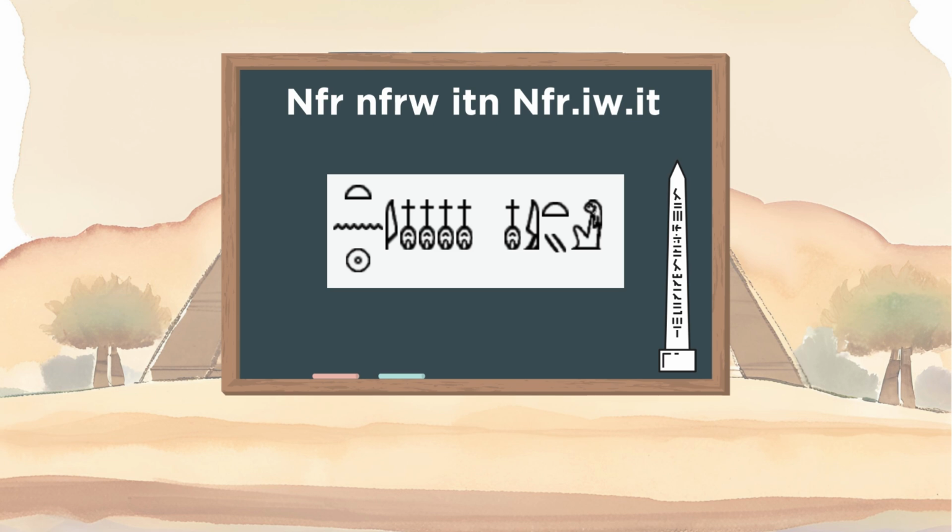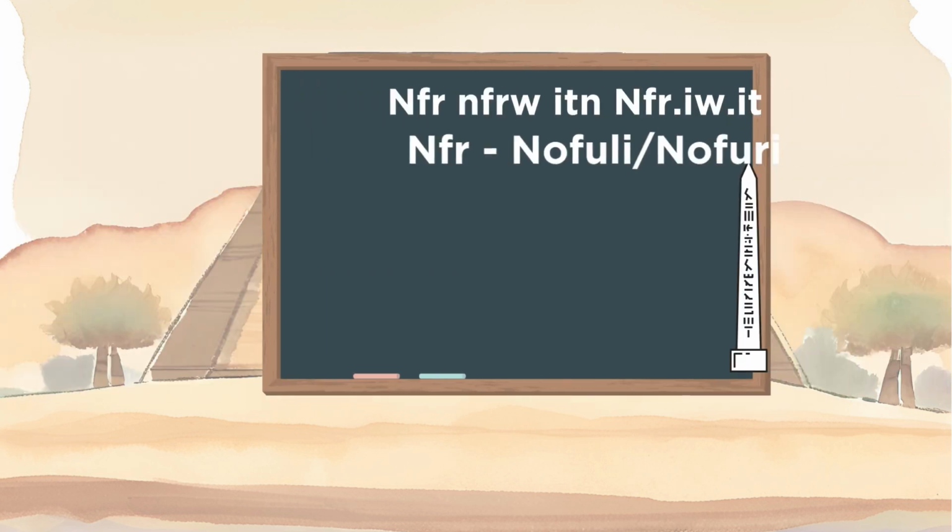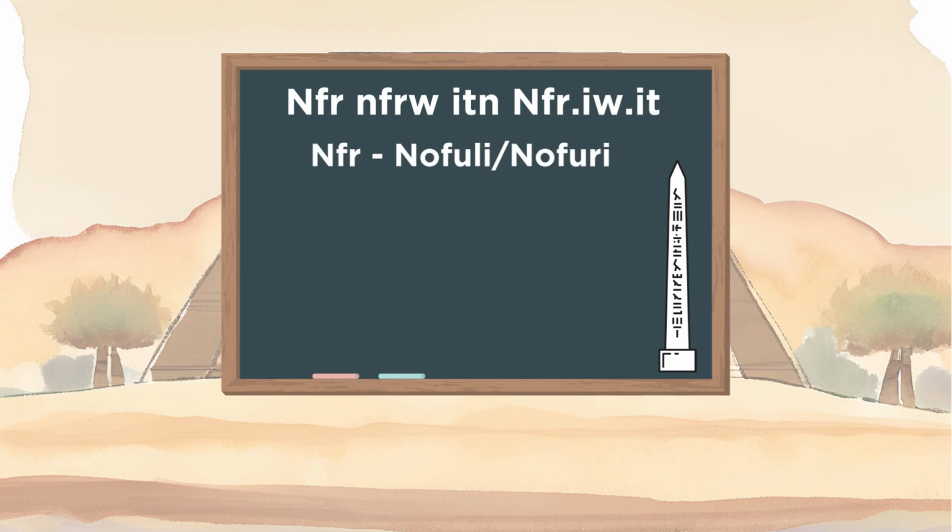Nefertiti's name is represented by these hieroglyphs, which, when transliterated, are NFR, NFRW, ITN, NFR, IW, IT. What she heard when her name was spoken is a praise song that goes Noli, Noli, Waitene, Noli, Waita.